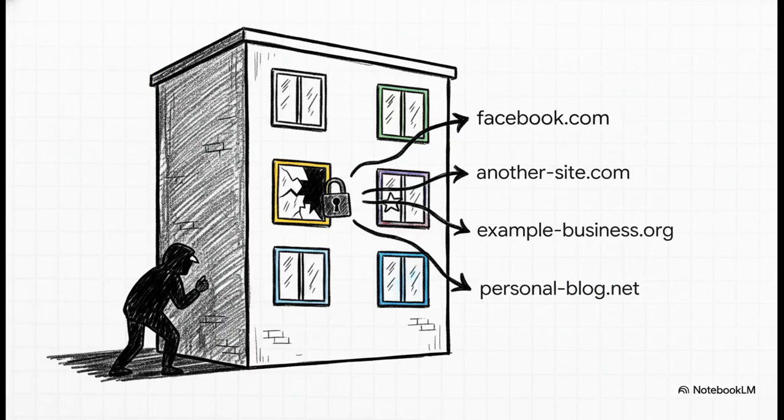And this is exactly why this all matters. An attacker might not even go after your site directly. They could find a vulnerability in a less secure neighbor, maybe that personalblog.net site, to get onto the server. And from there, they could potentially attack every other site in the building, including yours.